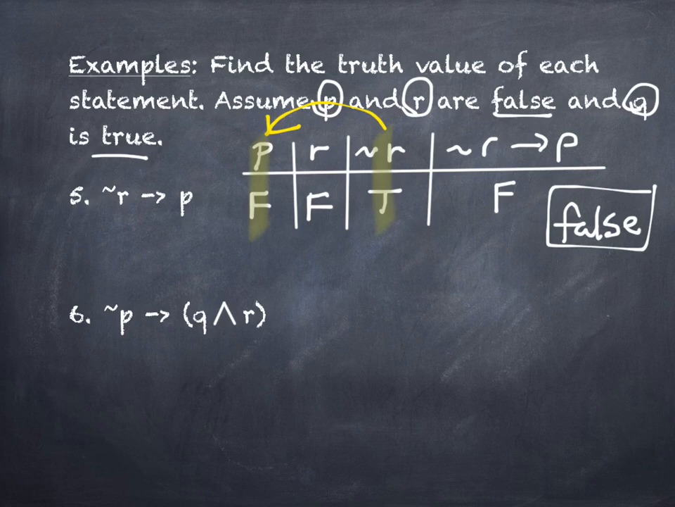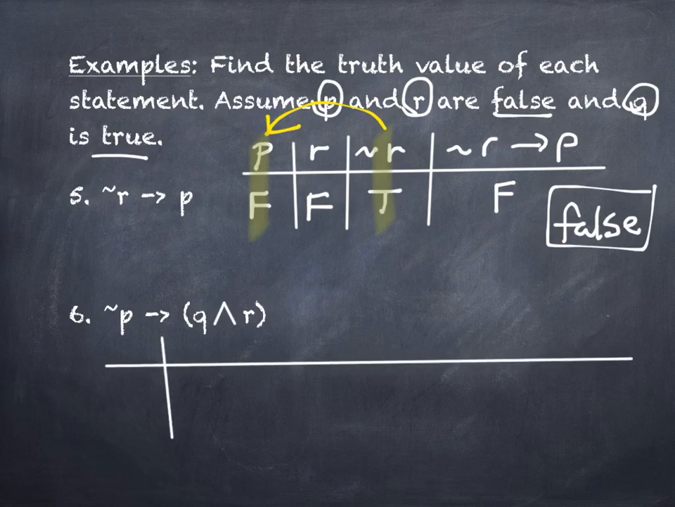We all good? Awesome. All right, let's do another one. This one has 3 letters, doesn't it? So I've got P, Q, and R.